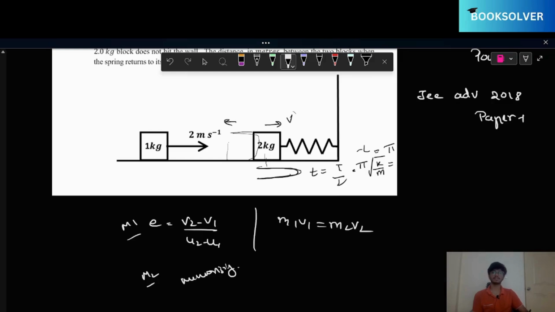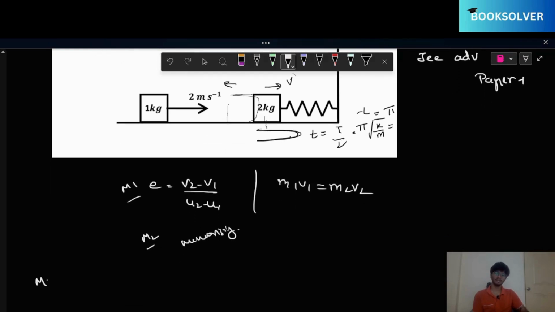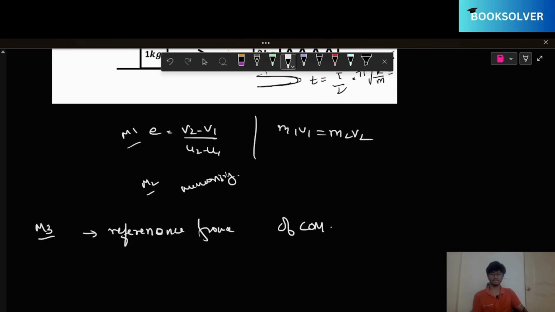Method 3 is solving in the reference frame of the center of mass. For this, we first calculate the velocity of the center of mass, which is (m1 v1 plus m2 v2) by (m1 plus m2). We'll call this Vc. In this case it is 2 by (1 plus 2), which is 3, so 2 by 3 meters per second.